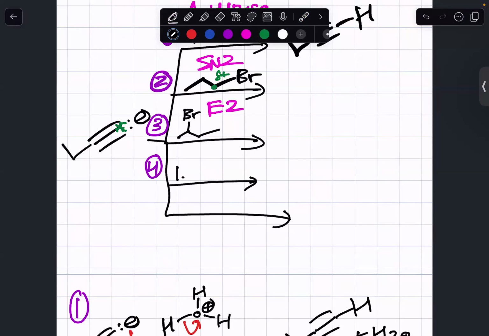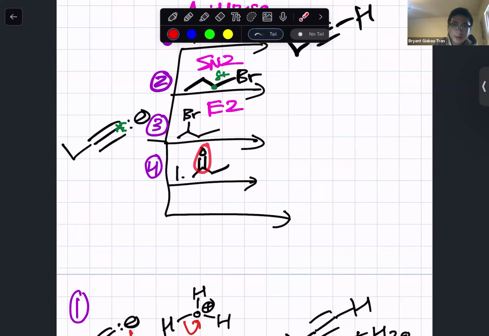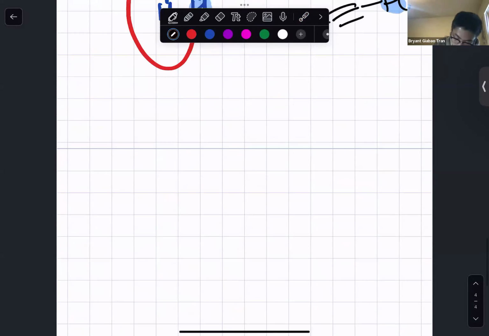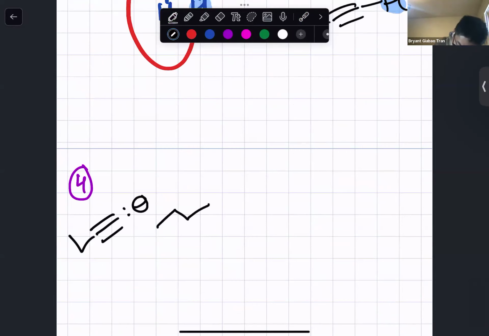C double bonded to O. Right, C double bond O. So let's say we have some kind of random carbonyl like that, where this is the carbonyl part of the structure. This always has to have an acid workup step, like H2O, H3O plus, H2SO4 as a second step. Okay, let's write that down here. Number 4. Let's bring in the alkynyl anion and that carbonyl here.